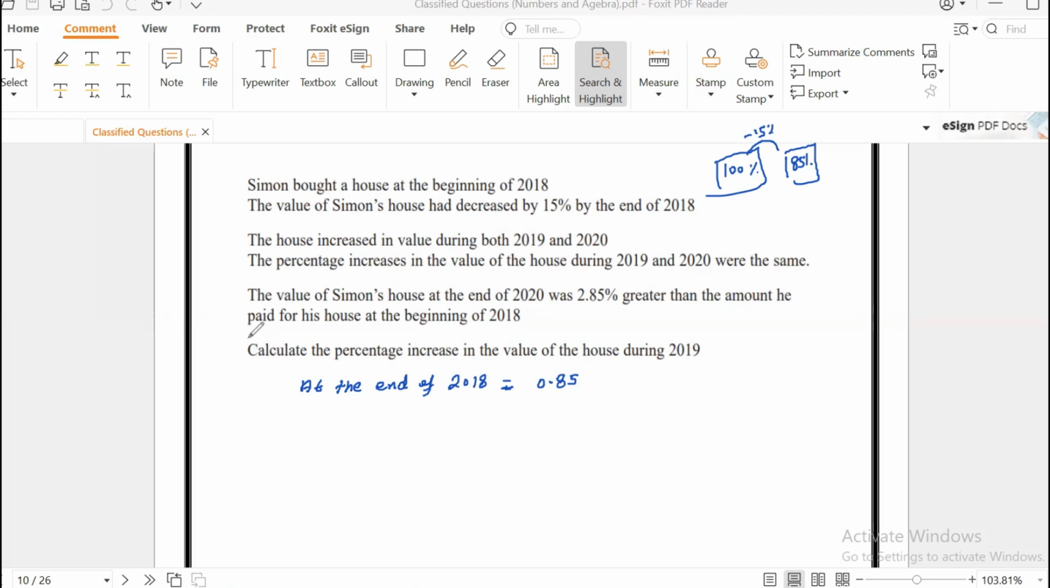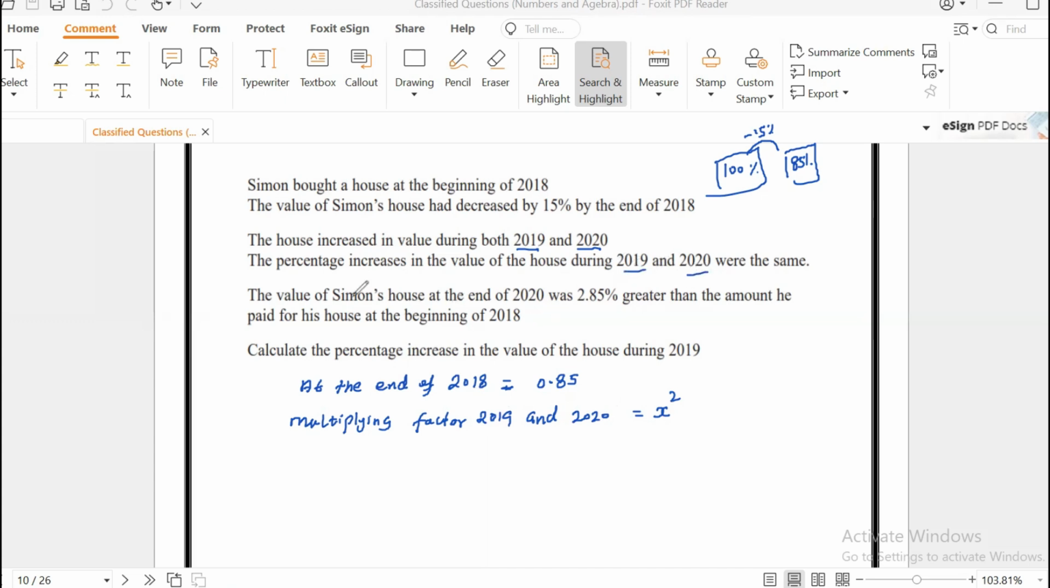After this, if we check the next step, the house increased in value during both 2019 and 2020. So the percentage increase in the value of the house during 2019 and 2020 were the same. Means the scale factor is the same for both. So we can say that the multiplying factor during 2019 and 2020 is the same. So let's suppose x squared. Both here are x, which we don't know, so I suppose x squared.